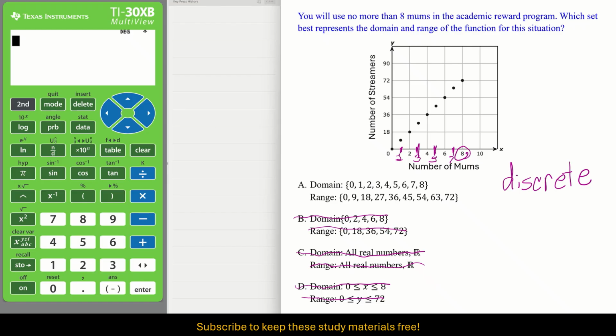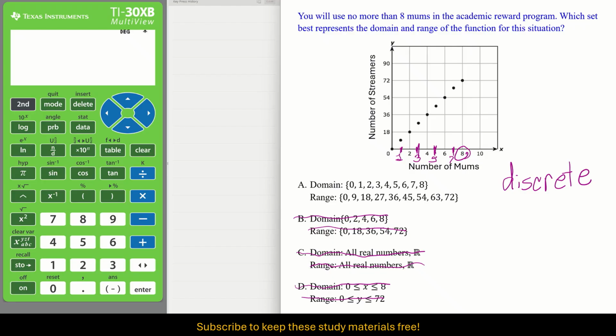Now, let's verify. We know the domain is 0 to 8, and we know that we count by ones for our discrete domain. Now, let's check our range. How could we do this? We'll simply put it in the calculator, but you're thinking, wait a minute, I don't have anything to put in the calculator. Yes, we do.